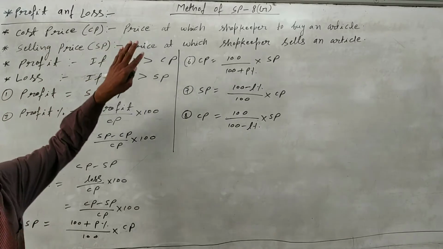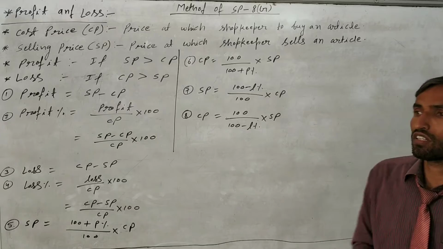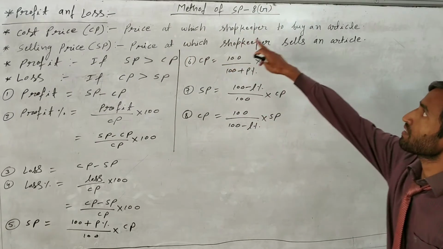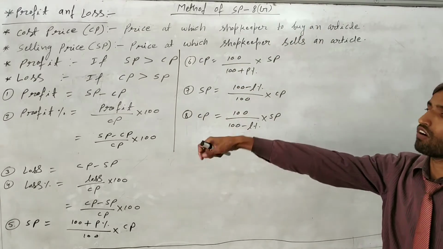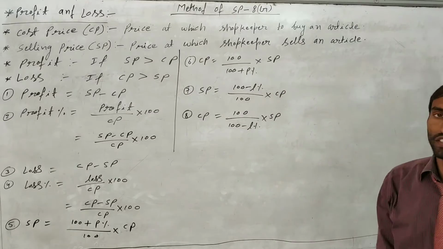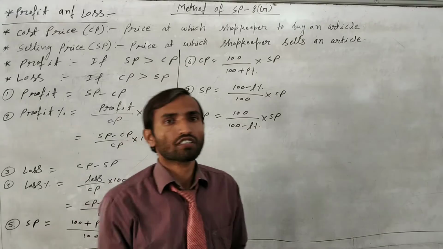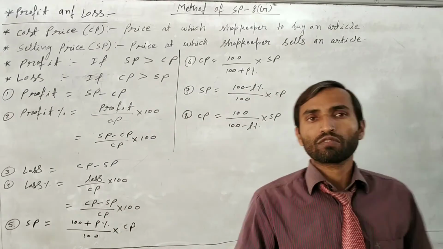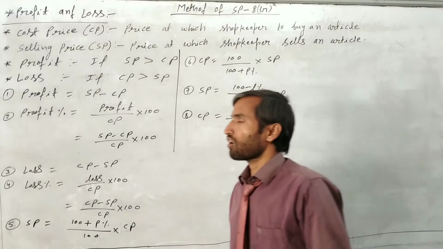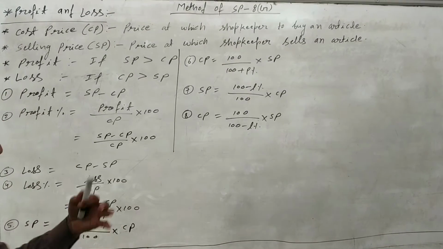What is cost price? Cost price means the price at which we have purchased anything, or the price at which a shopkeeper purchases an article. Selling price means the price at which the shopkeeper sells an article. In any business, sometimes there may be profit and sometimes there may be loss. So how do we obtain profit or loss?